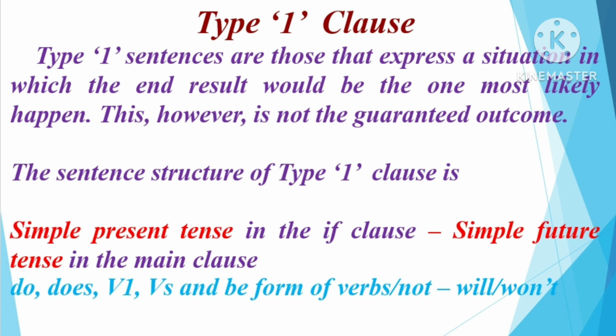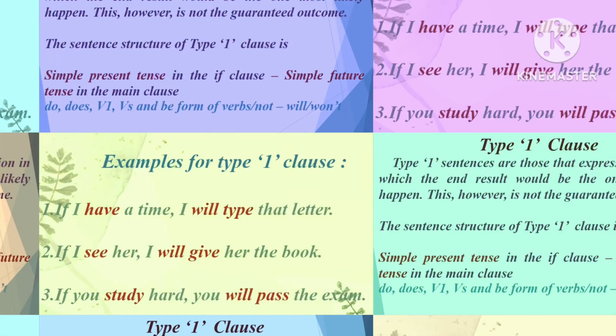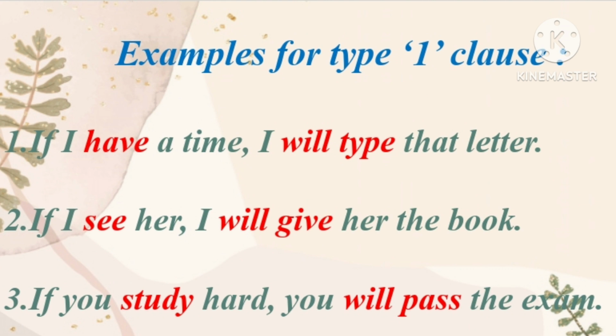By using the verb will or won't. Let us see the examples for type 1 clause. If I have time, I will type that letter. So have is in the present tense and will type, automatically it is in future tense.